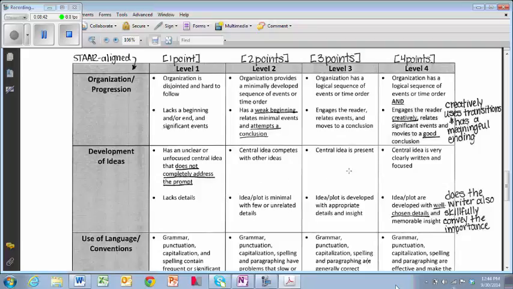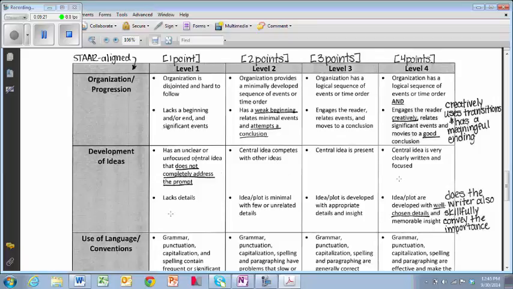To get a level 3, they'd have to have a clear central idea and a developed idea and plot. And so this is, again, just your proficient level 3. To get a level 4, they would have to do all of those things, but in addition to that, they have particularly well-chosen details. And those details really tell the reader, this event was really important to me, and you really understand why. And as you can see here, it says that there is memorable insight, something that's lasting, that sticks with you, which is a sign of a really great idea to write about.